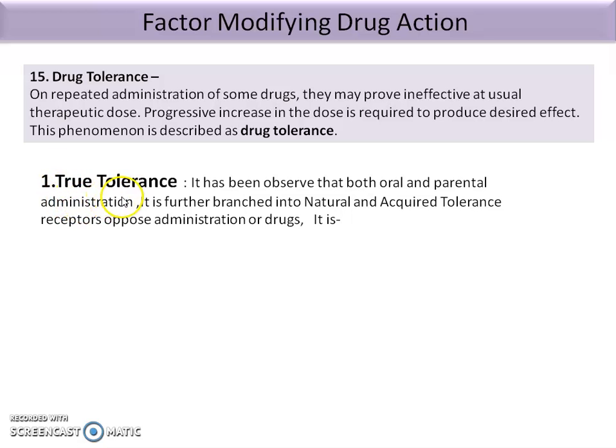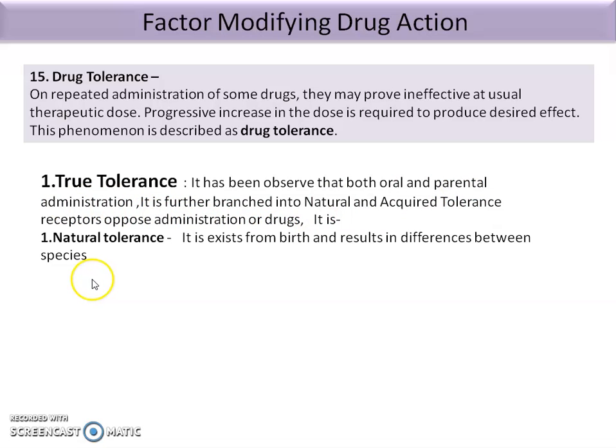The first type is true tolerance. It has been observed with both oral and parenteral administration, and it is further branched into natural and acquired tolerance. Natural tolerance is by birth, resulting from the difference between species. It has two parts: species tolerance and racial tolerance.